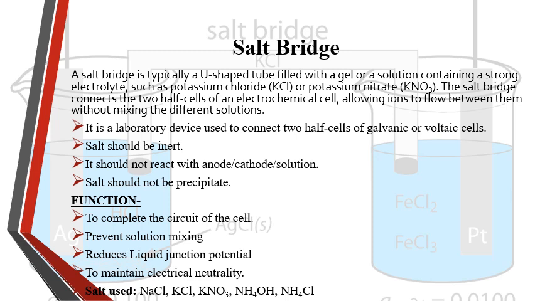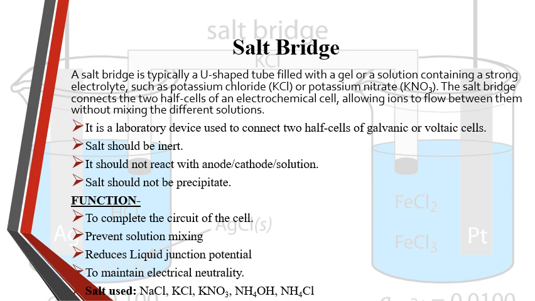Now, the most common salt bridge electrolytes used, that do not react with other chemicals in the cell, are potassium chloride, because potassium and chloride ions have similar mobility, which helps in reducing the liquid junction potential. Potassium nitrate is also another common electrolyte used in the salt bridge.